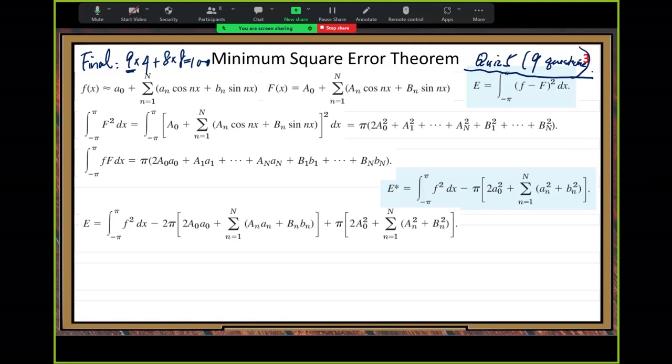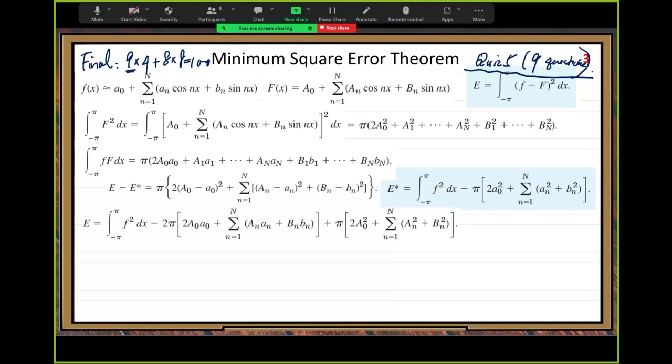This E expression is general because capital A and capital B you can choose freely, any number. But when you choose capital A equals little a, capital B equals little b, this E becomes E star. Here we want to show E star gives us the minimum error among all the possible E. That's the goal.